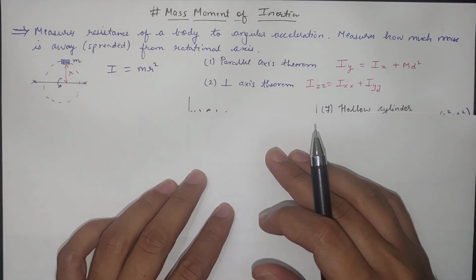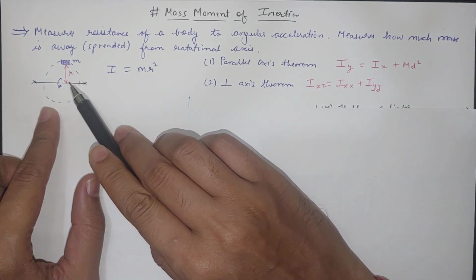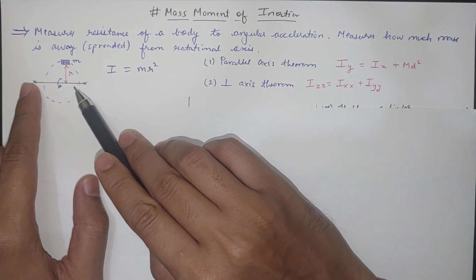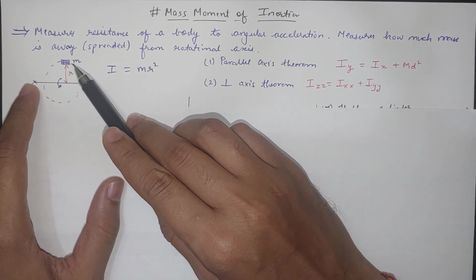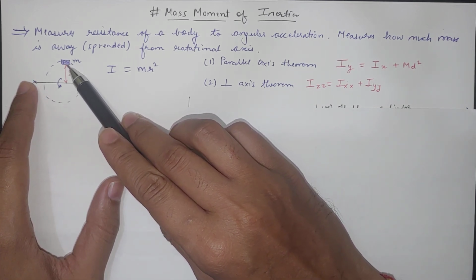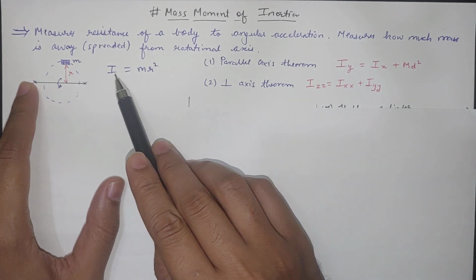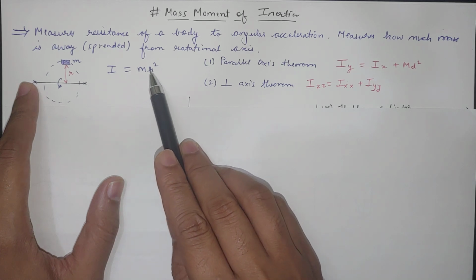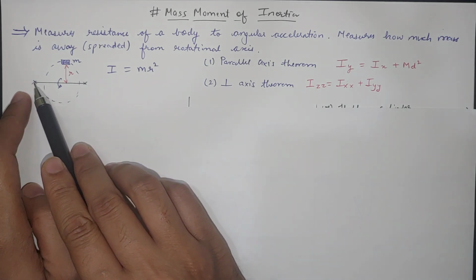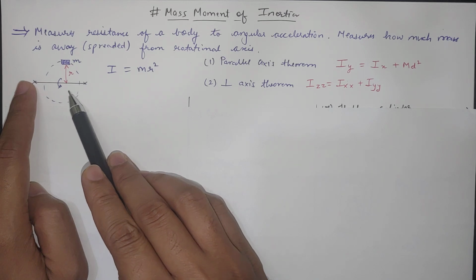So here, if you see, there is a mass m at a distance r from this rotational axis. The mass is rotating about this axis. Now if you want to calculate inertia for this axis, then I will be equal to mass times the distance squared. So I equals mr square. That will be the inertia in this direction with respect to this particular axis.